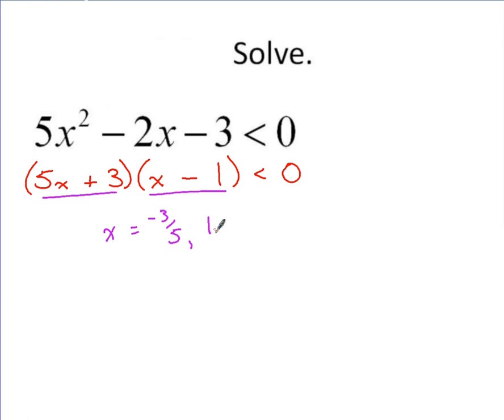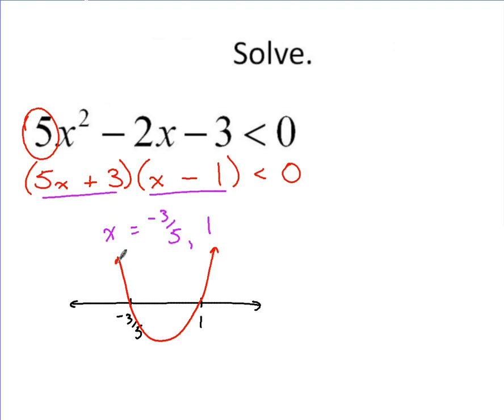Okay, we found our two critical values, which are going to set up the boundaries for our answer. To figure out what our answer is, let's go back to what we know about this parabola. It's a quadratic. Apparently, it's got x-intercepts at negative 3/5 and 1. Because it's a quadratic, it's a parabola. The lead coefficient is positive, so the graph opens up. Roughly sketched, it looks something like that.